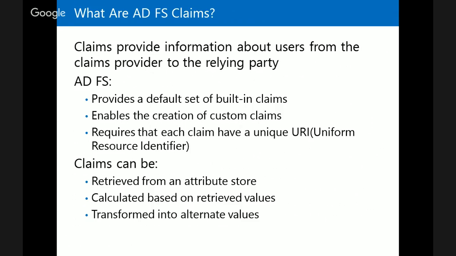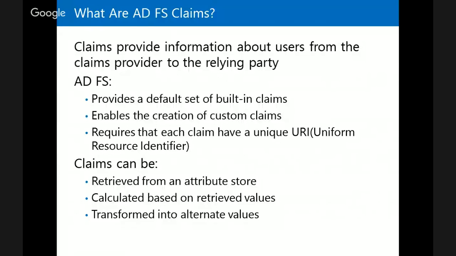Federation Service has a bunch of built-in claims you can just use right out of the box, but you can create custom claims if you want. Things like department and that type of stuff are already in there, but if you want to create your own, like security levels, high security level, medium security, you could do that as well. It requires that each claim have a unique URI, Uniform Resource Identifier, sort of like a URL. What is a URL? It's like a web address, right? Everybody's got a unique one. So each claim has basically a unique identification.